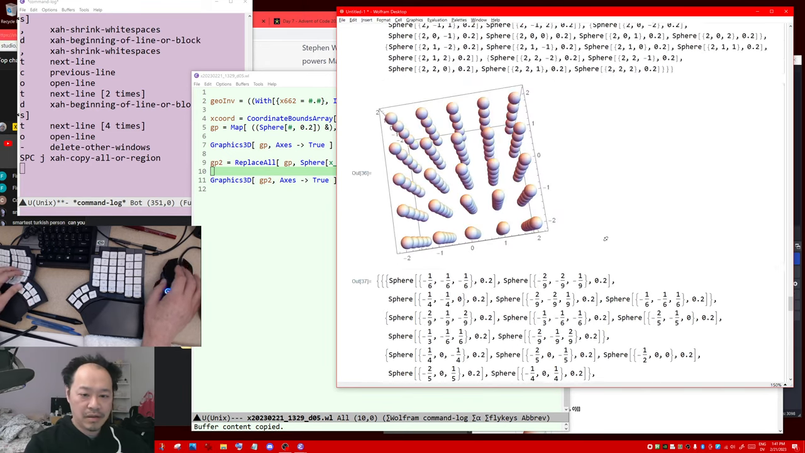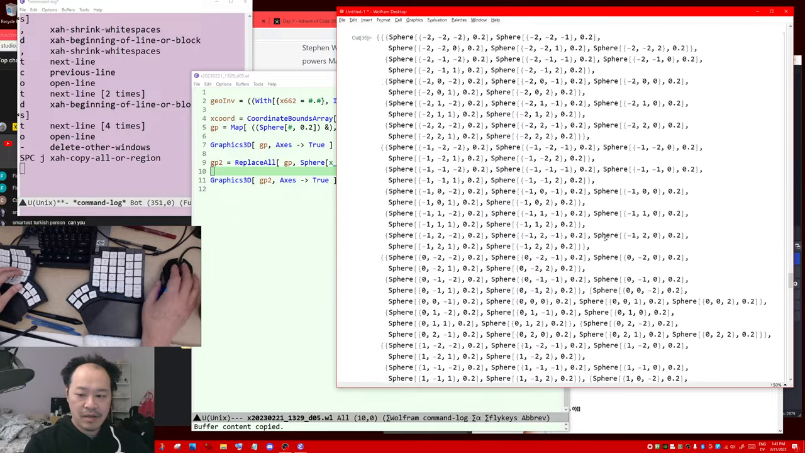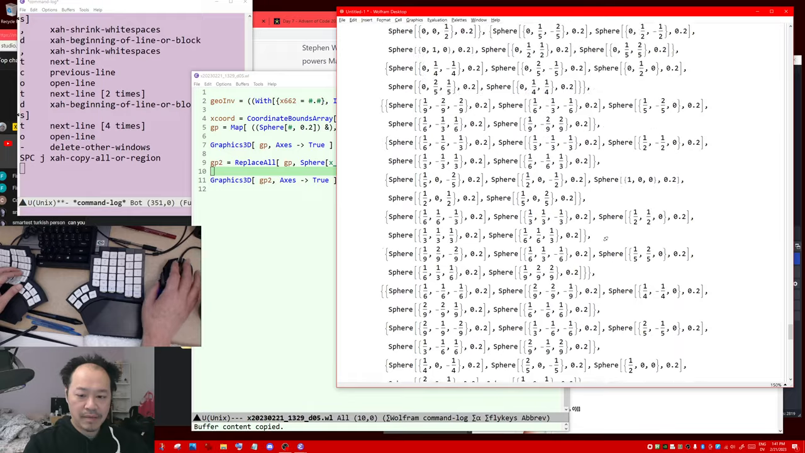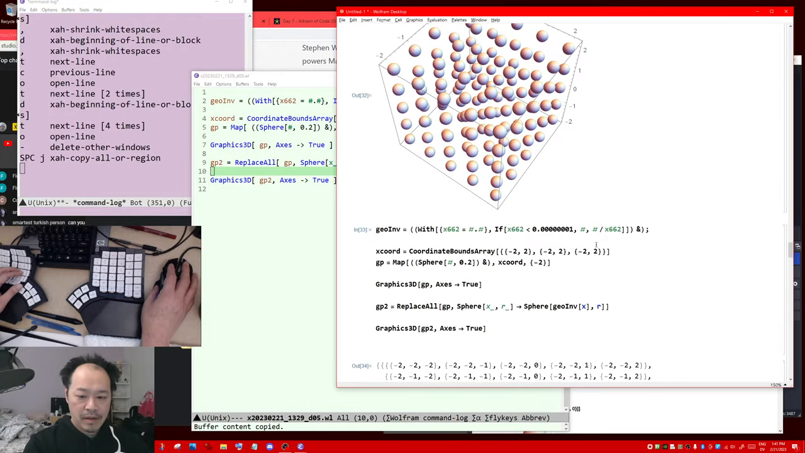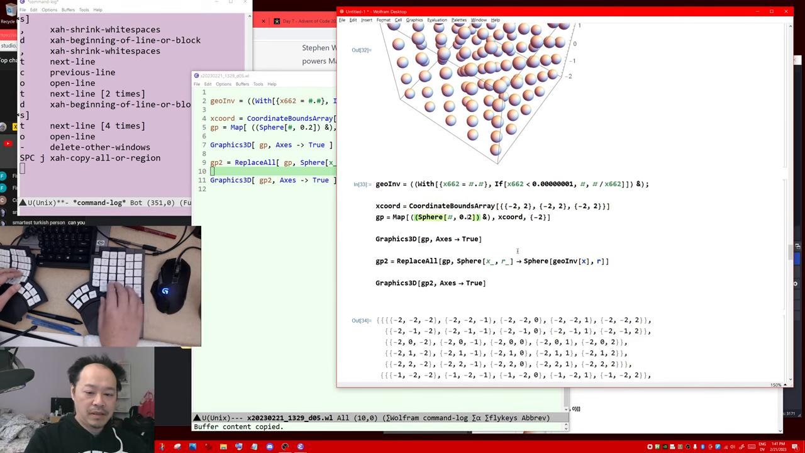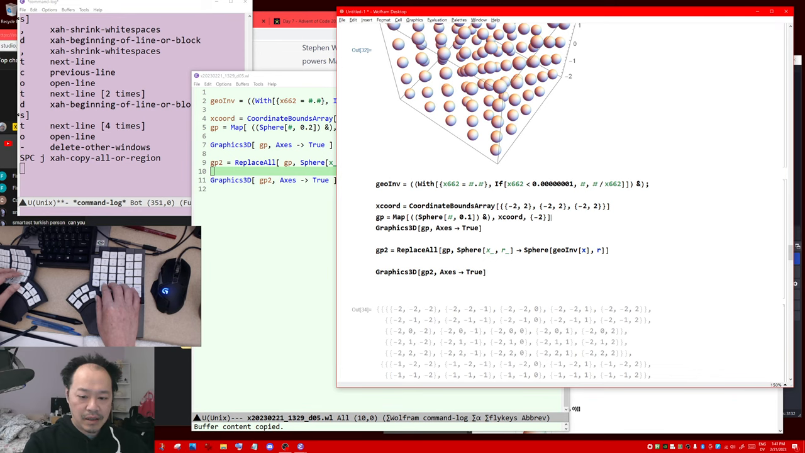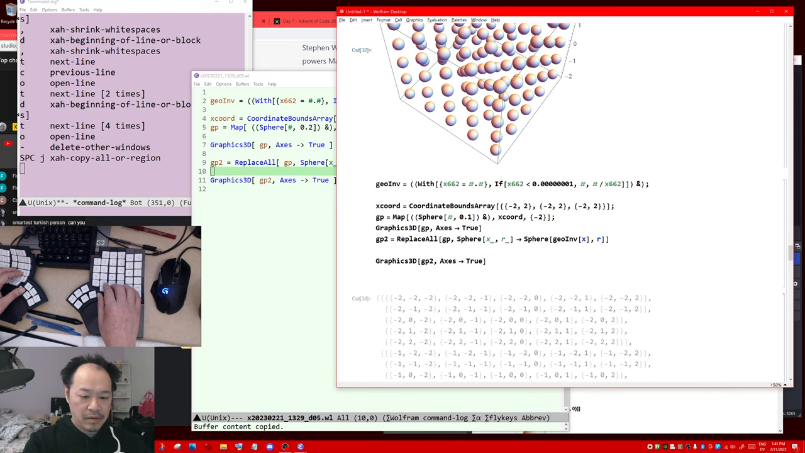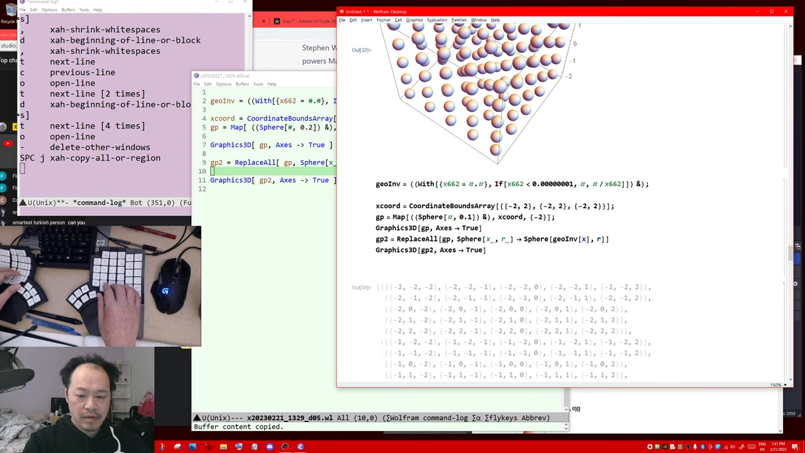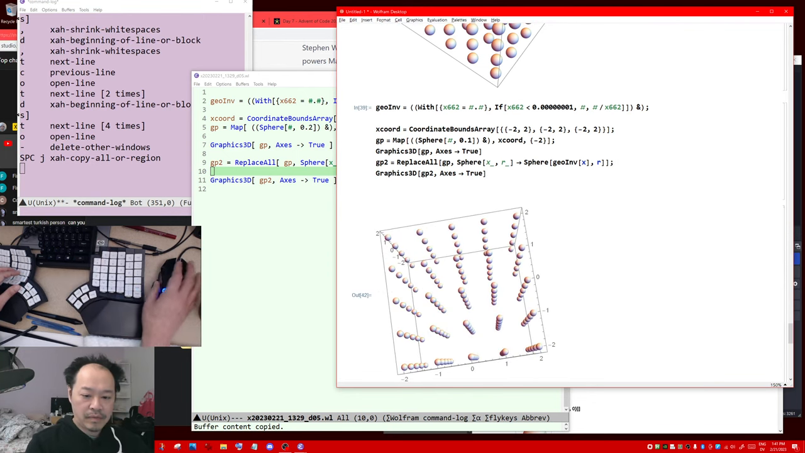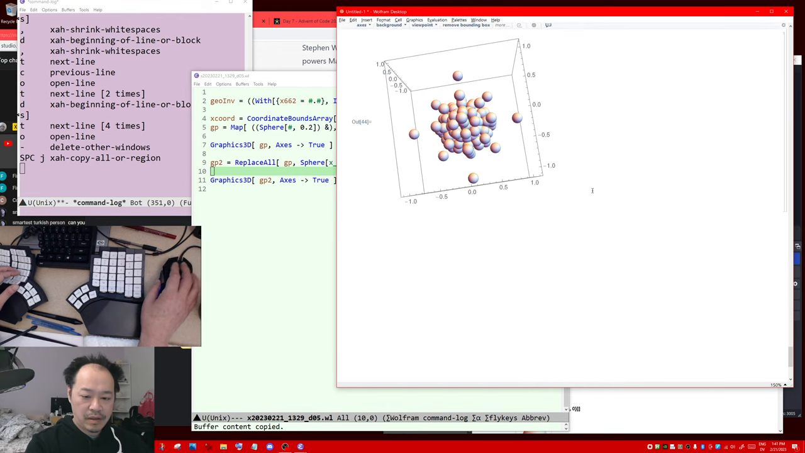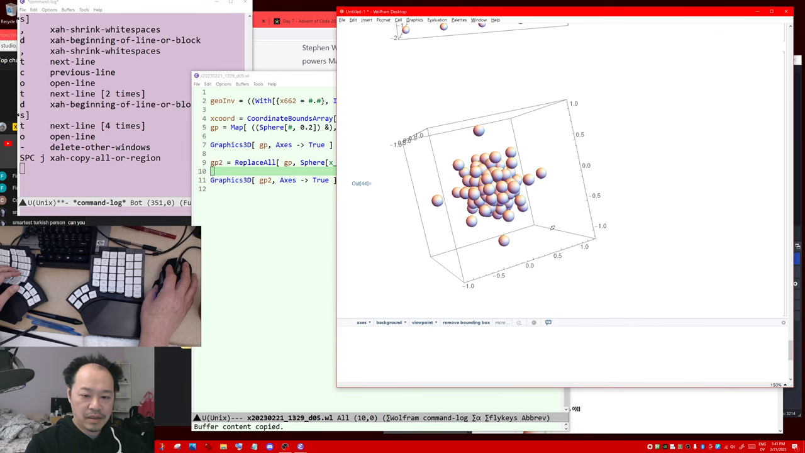So let's decrease the radius. Let's go back here and decrease the radius, let's say 0.1, and let's add a semicolon so that it doesn't show the bunch of points. Okay, let's try that. There is our grid of points. And now it's better, but still.